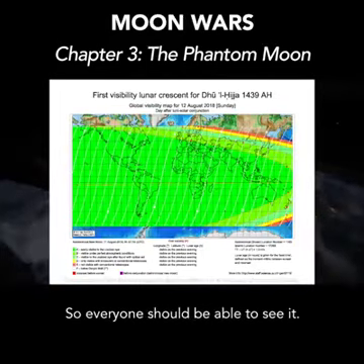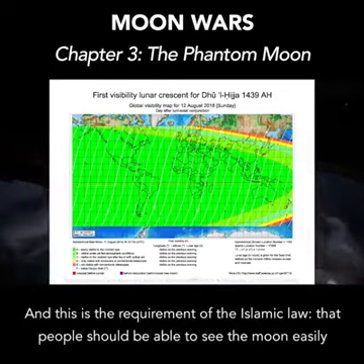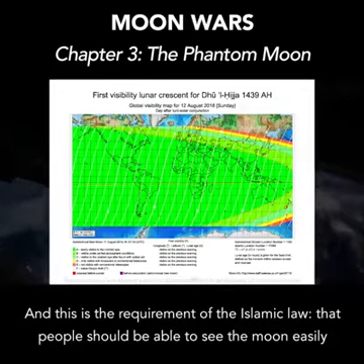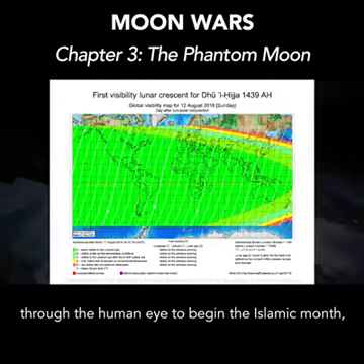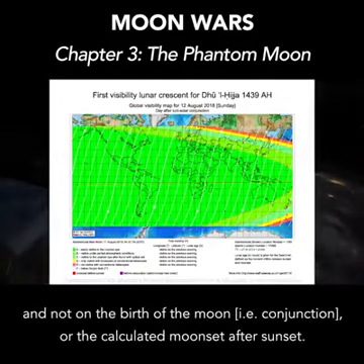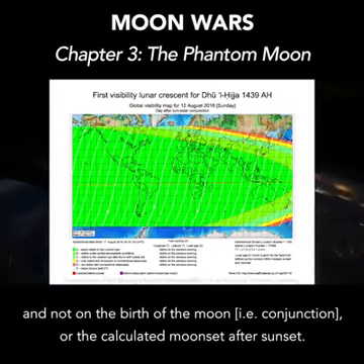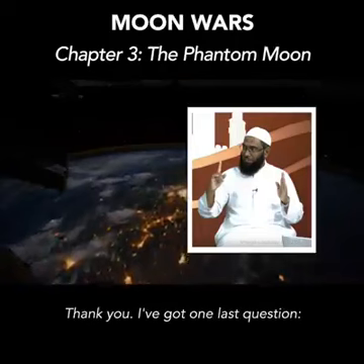So everyone should be able to see it. And this is the requirement of the Islamic law, that people should be able to see the moon easily through the human eye to begin the Islamic month, and not on the birth of the moon or the calculated moon set after sunset. Thank you.